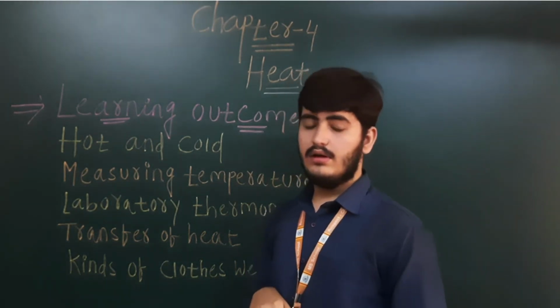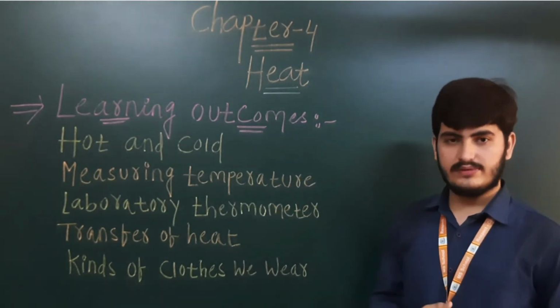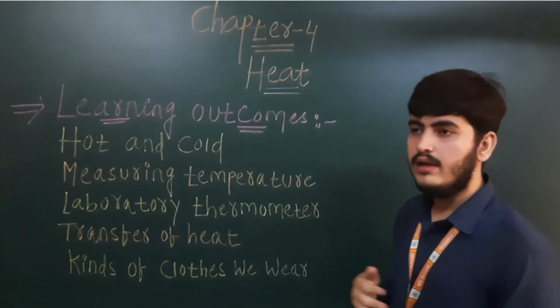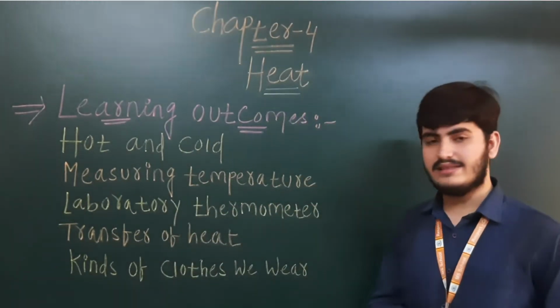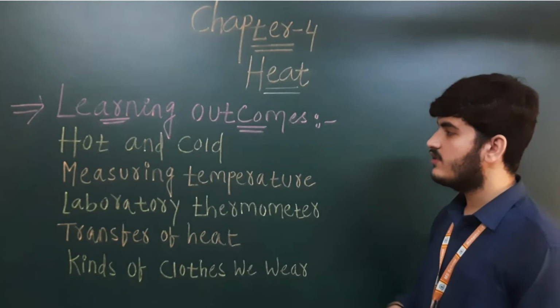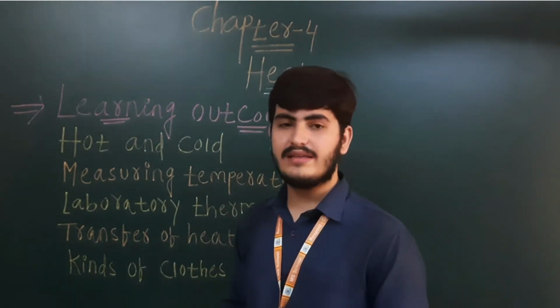Okay, so let's see what the learning outcomes from this chapter are, meaning what we are going to learn from this chapter. A total of 5 topics are there in this chapter. The first one is hot and cold. Hot means garam and cold means thanda.